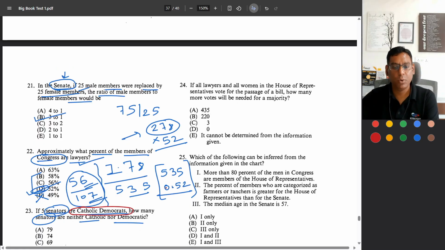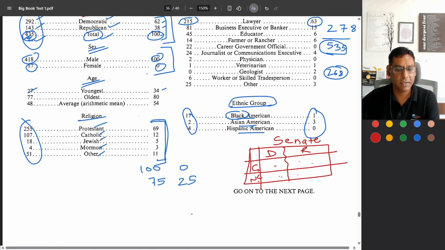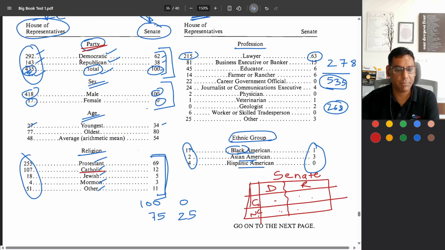Now I don't know Catholic Democrats. They are giving Catholics separately, Democrats separately. So I will have to create this kind of a, this is basically like a Venn diagram, right? I will have to create this, otherwise I will not know. But I also know that there are 62 Democrats. Okay, so there are total 62 Democrats. That's this plus this. Okay, total there are 12 Catholics. So this plus this is 12.